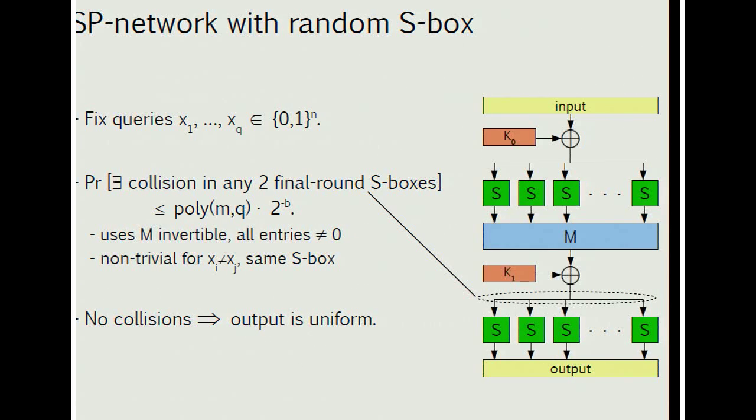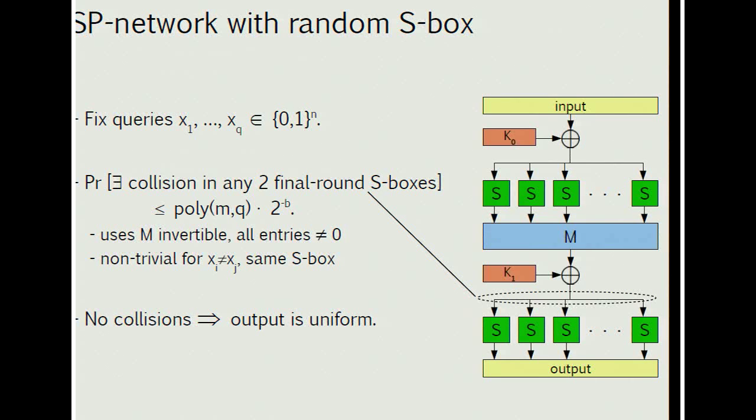So we want to bound the collision probabilities in the final round of S-boxes. Here I'm only showing two rounds. In order to do this, we need that the linear transformation M has all entries not equal to zero and is invertible. In the theorem statement, I mentioned that we can use maximum branch number linear transformations. And in fact, any maximum branch number transformation does have these two properties.